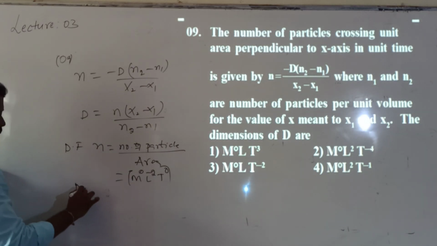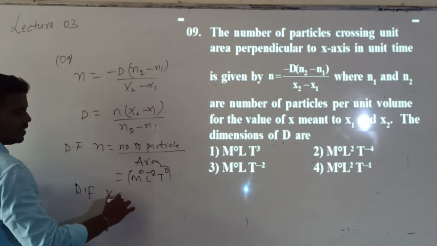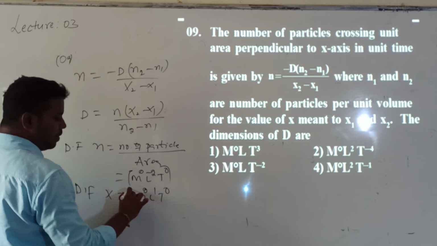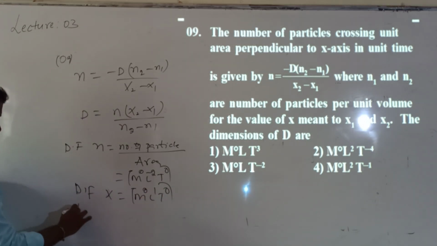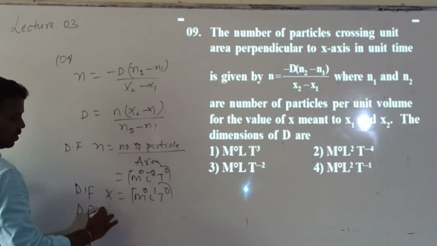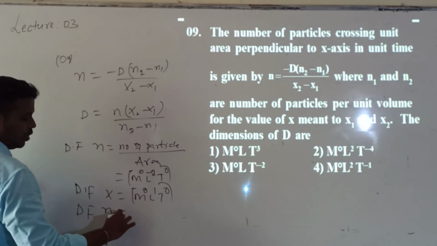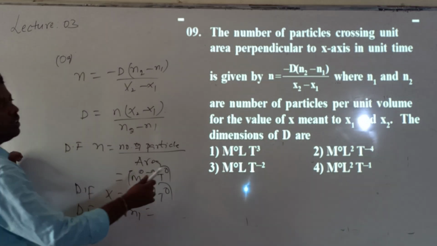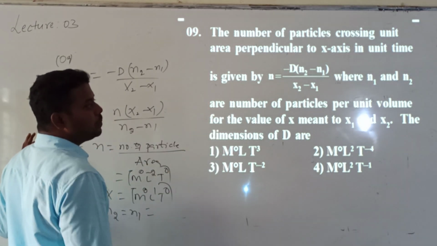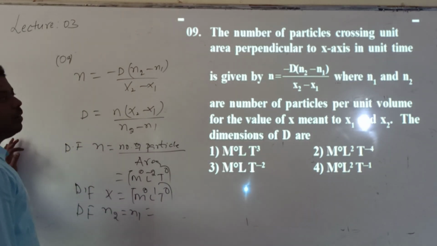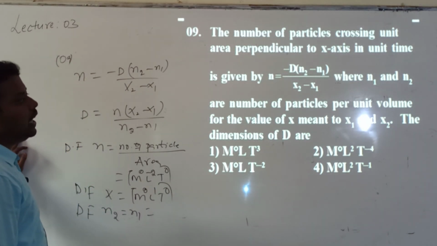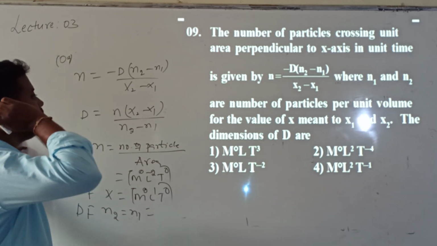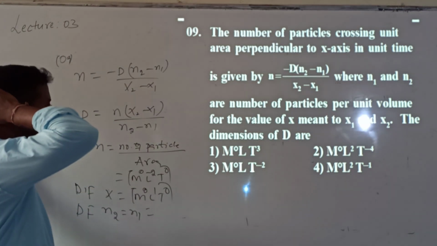What is the dimensional formula of x? X is nothing but distance. M power 0 L power 1 T power 0. What is the dimensional formula of n2, or n1? They are telling the number of particles per unit volume. n1 and n2 are the number of particles per unit volume.